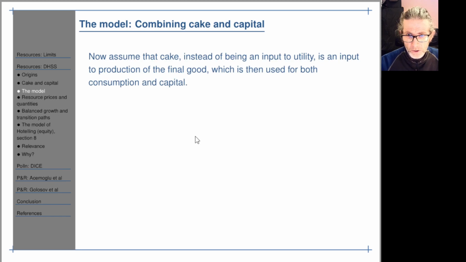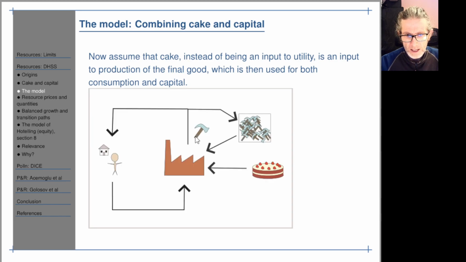And of course, the cake is the natural resource, the non-renewable natural resource. It's an input to the production of the final good. So we combine the two models and it looks like this. Could this be our workhorse model? Well, we'll see what happens.